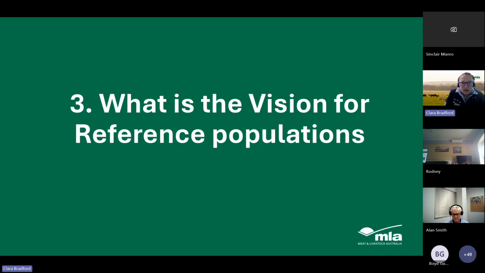Okay, so we've seen that we've invested heavily in reference populations, and they've created a significant amount of benefit for both our beef and sheep industry. But what is the vision for reference populations moving forward, particularly now that we've enabled the use of DNA technology?